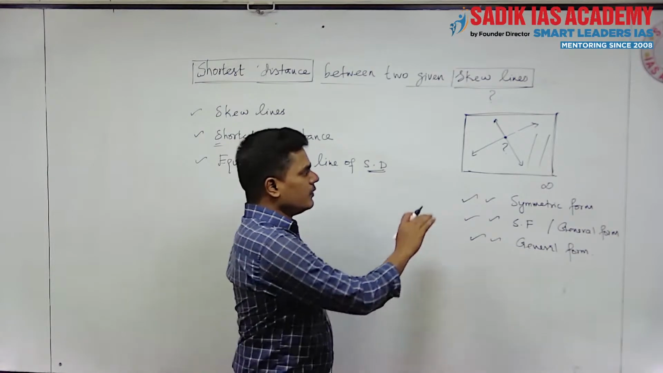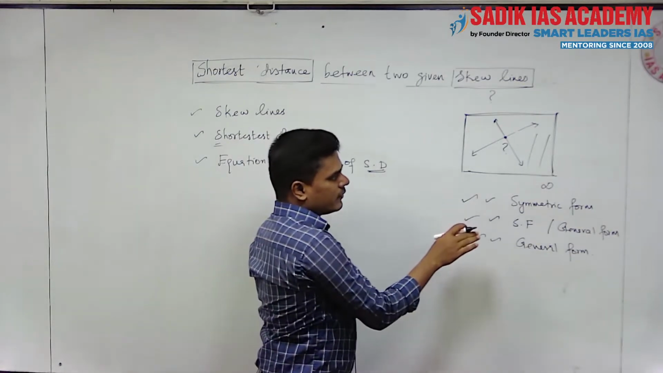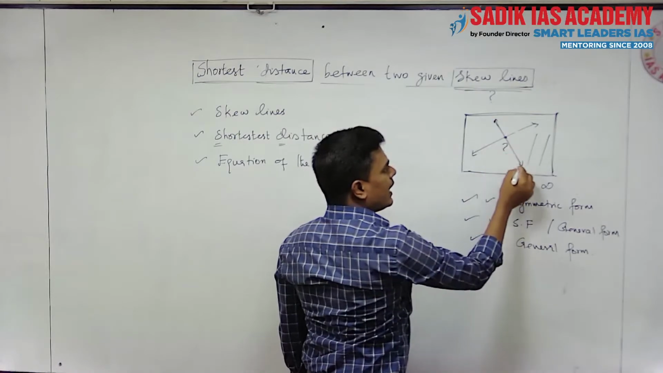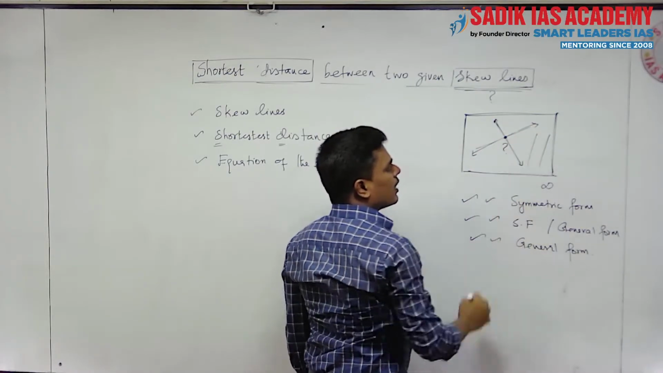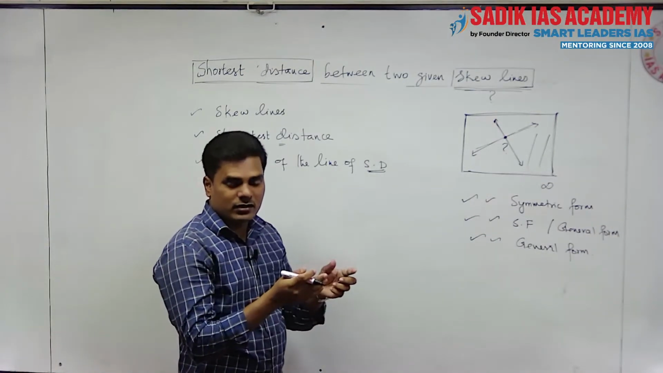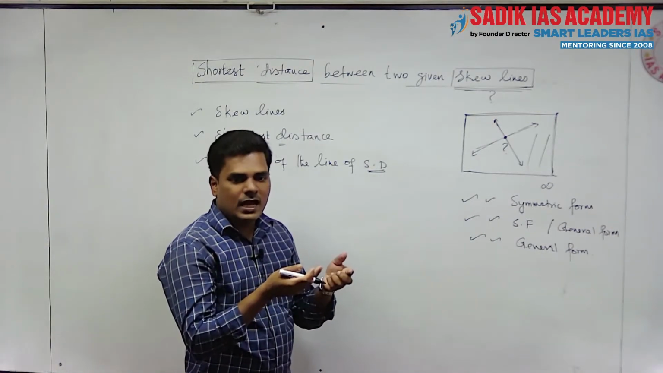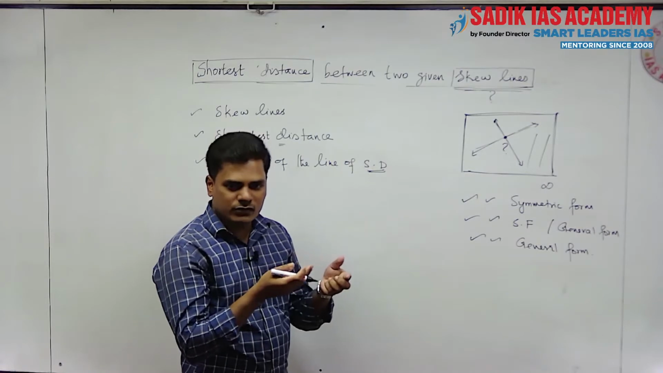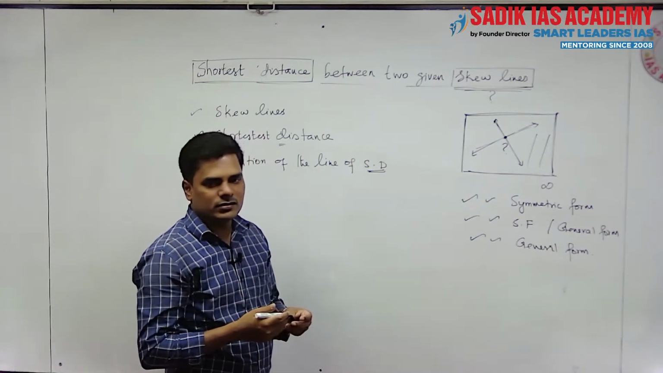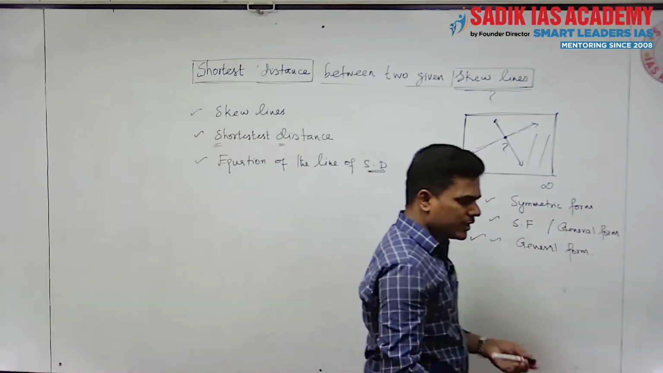Now, we are going to restrict ourselves to only the skew lines, right. Here, if the lines are intersecting, they are coplanar lines. Now, if the lines are not intersecting and if they lie on two different planes, then those lines are called skew lines. Okay.